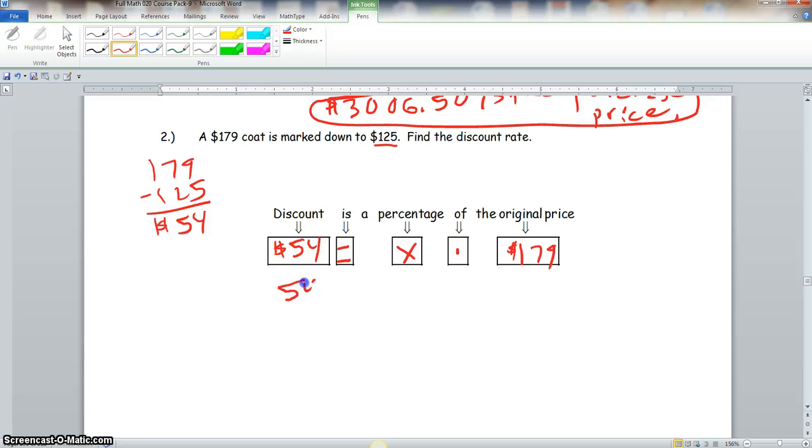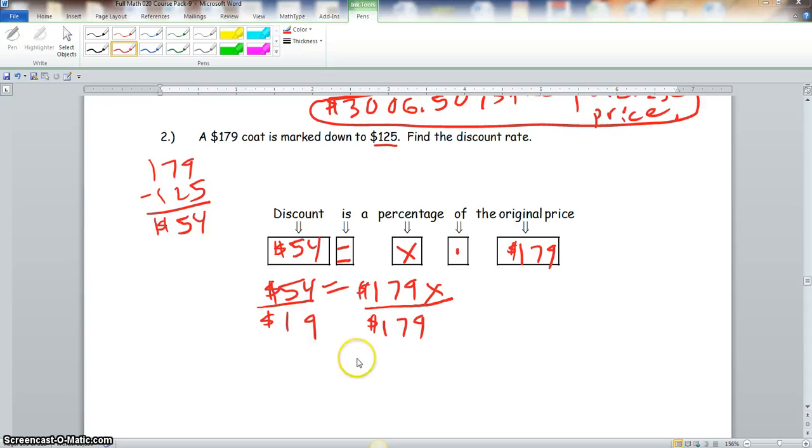So now we will have 54 is equal to 179x, because x times 179 will give us 179x. So we divide each side by $179. Then we would divide this out, 54 divided by 179. Now that gives us a long decimal. So what we're going to end up doing here, and I'll put my approximation symbols here, we'll just round to the nearest percent, which will give us approximately 30%.